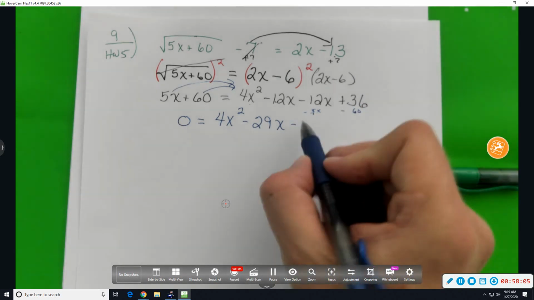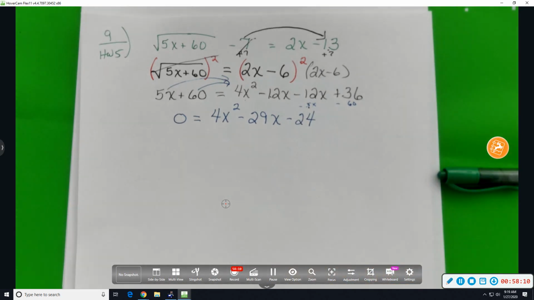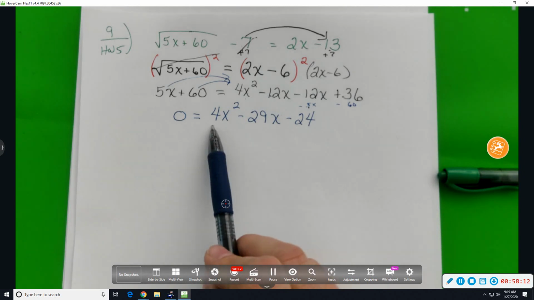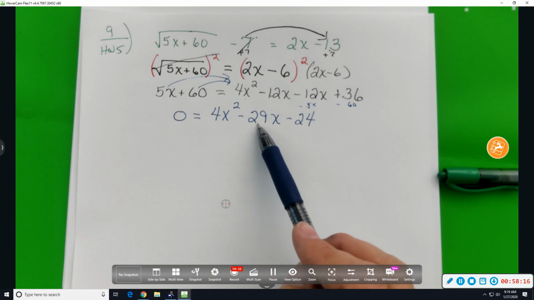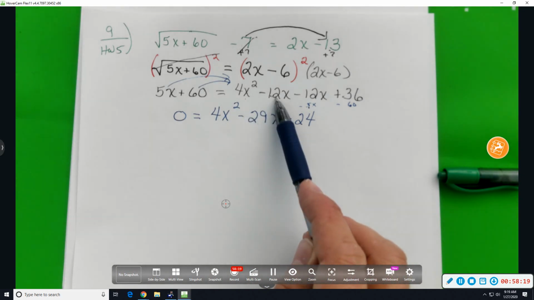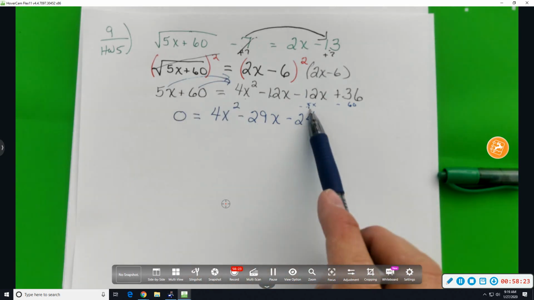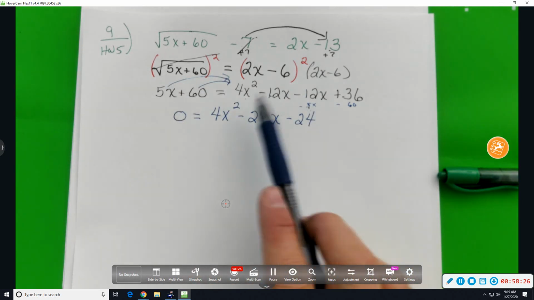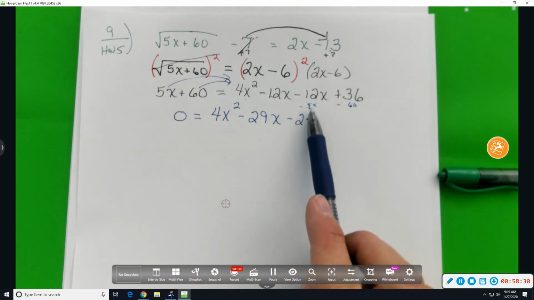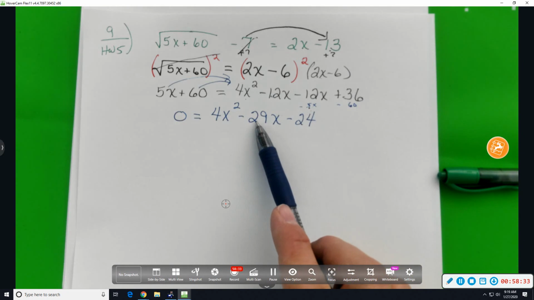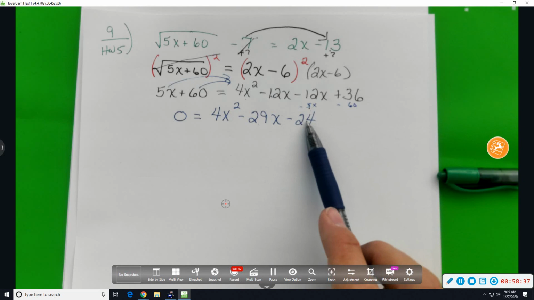36 minus 60, would that be a minus 24? Now see how I moved everything over to the right? Go through it and make sure you follow that, how I'm getting this minus 29. I have a negative 12, a negative 12, and a negative 5. That was this one here. Negative 12 plus negative 12 is negative 24, plus a negative 5, negative 29. Moving the 60 over, 36 minus 60, negative 24.